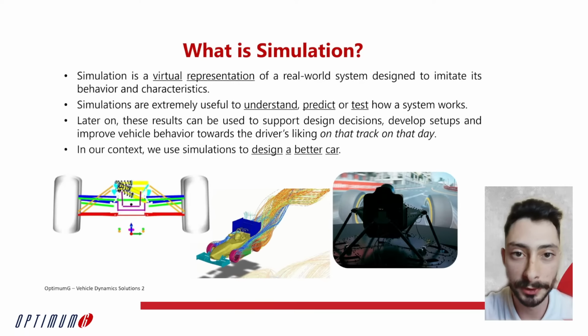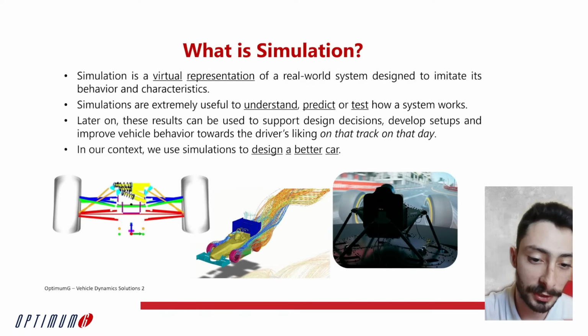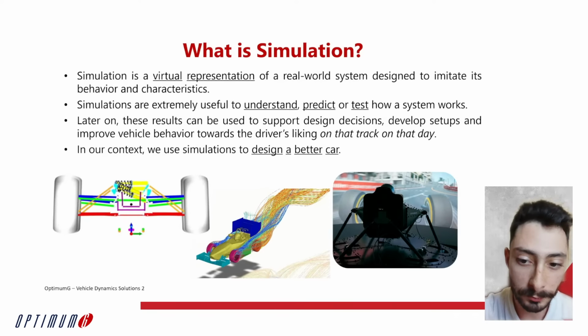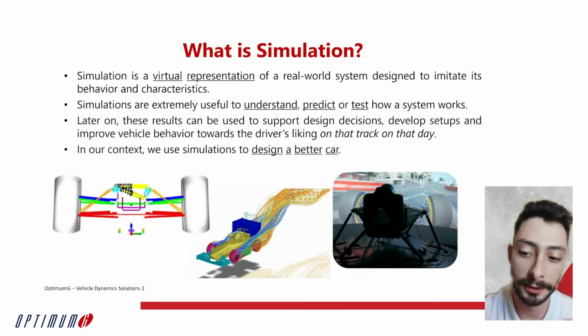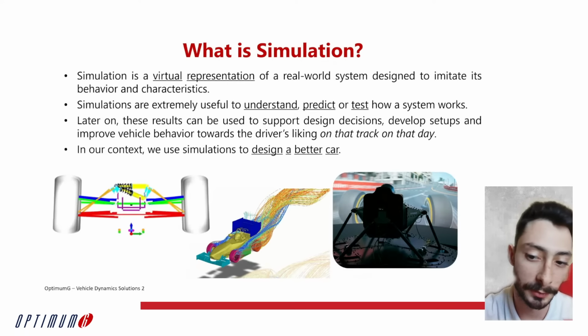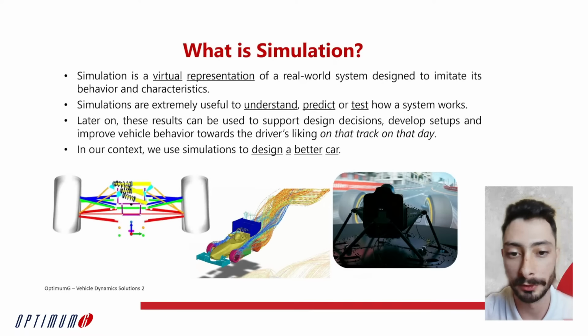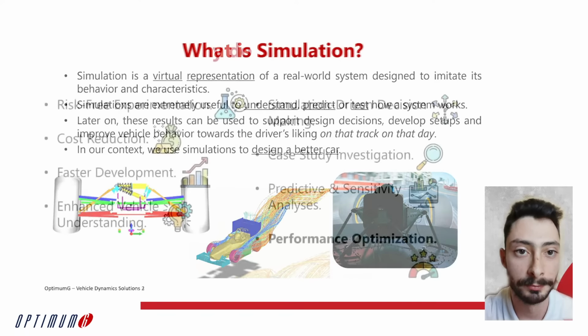So yesterday we started by discussing what a simulation is, which is a virtual representation of a real-world system, and how useful it can be in increasing our understanding of the car and being able to predict certain phenomena. And in the vehicle dynamics case specifically, we use simulation to make some decisions in order to have what we would call a better car according to given criteria.